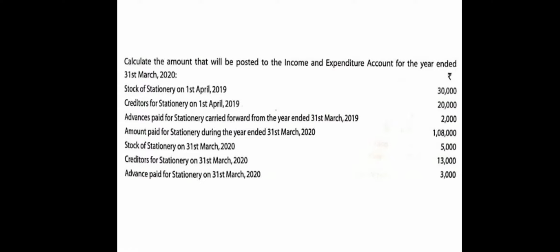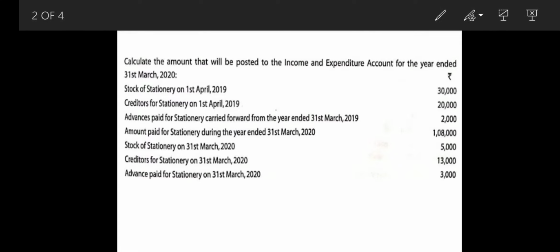In the sum you will see: calculate the amount that will be posted to income and expenditure for the year ended on 31st March 2020. Stock of stationery, so this is opening stock. You are very much aware. Then comes your creditors on 1/4, so that is opening creditors, right?